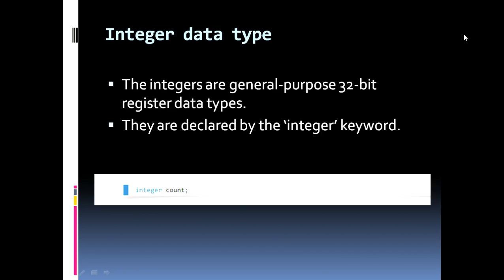Then come to the integer data types. Default size is 32-bit, and integers are used for counting and looping operations. Integer stores values as a single quantity. Integer data types like 0, 1, minus 43, minus 159, positive and negative values, are examples of the integer. Integers are declared by the integer keyword.